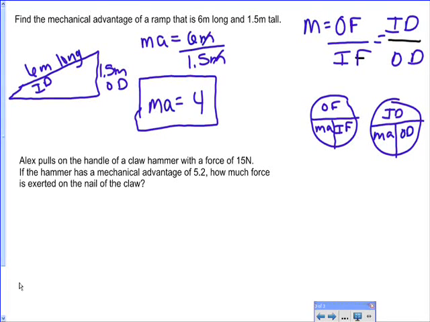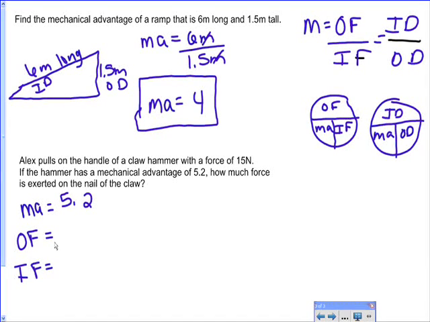Now, let's look down here at number 2. Alex pulls on the handle of a claw hammer with a force of 15 newtons. If the hammer has a mechanical advantage of 5.2, how much force is exerted on the nail of the claw? Now, we know we're going to use force because it already has told us force. We just got to figure out what is output force and what is input force. Now, it already tells us the mechanical advantage is 5.2.